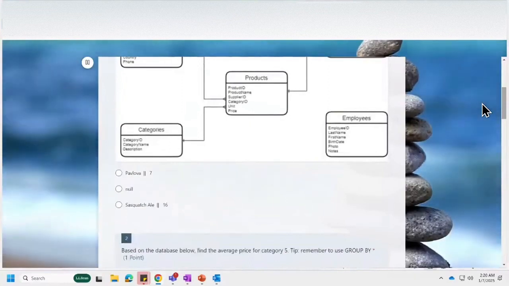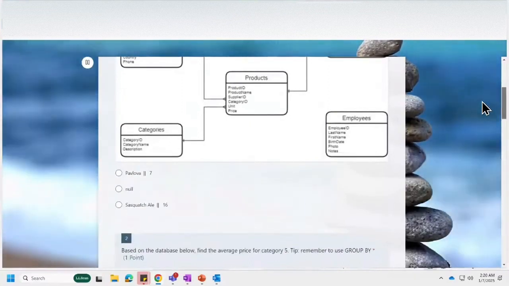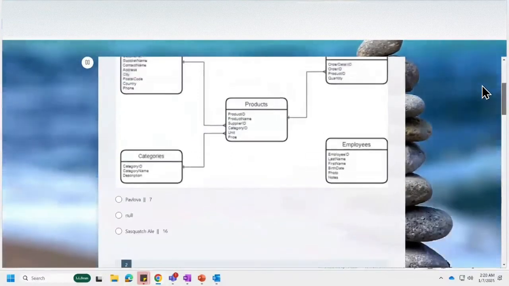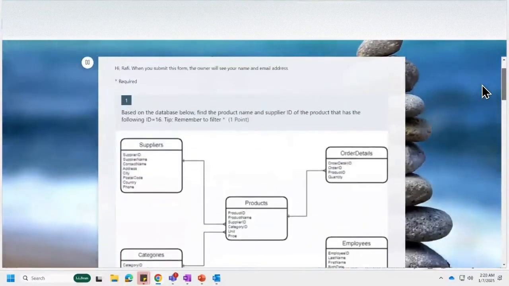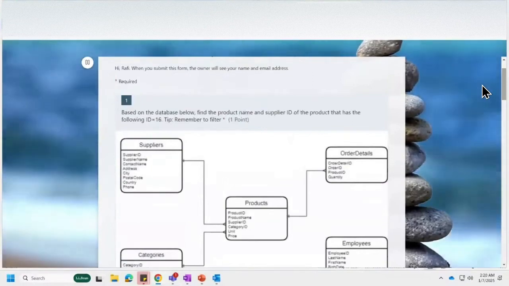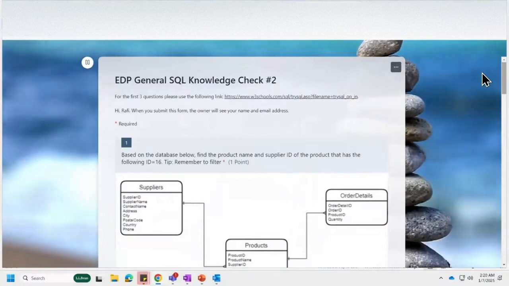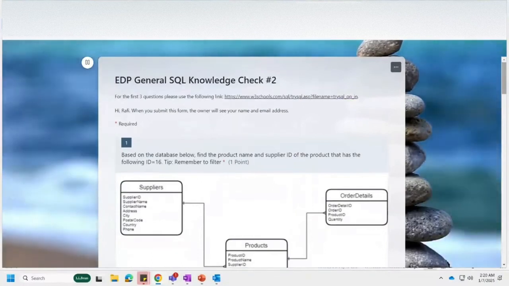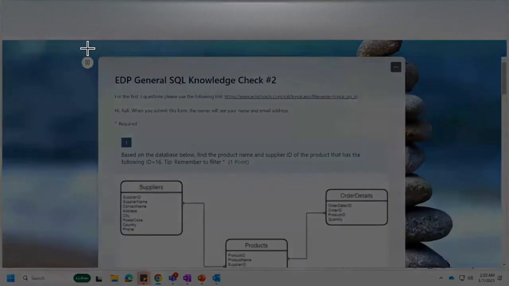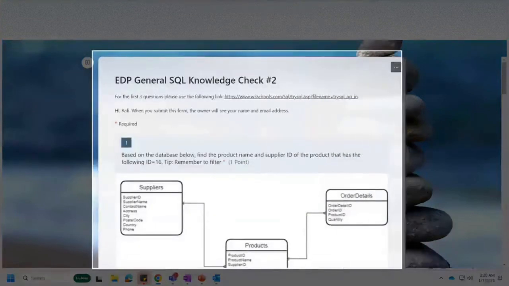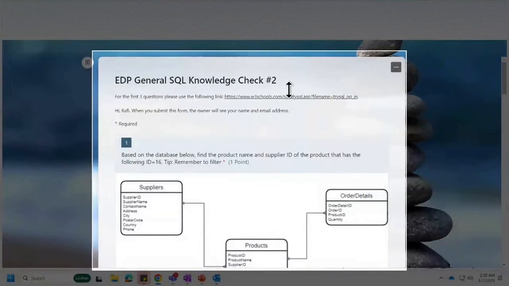So there are three options. I think one is pave law and null and SQL. And what are these options? I can't understand these because they have given you a diagram of different tables where they have those links. If you see over here, like suppliers and product, I have this one. Okay.